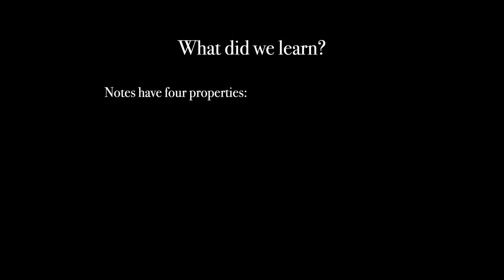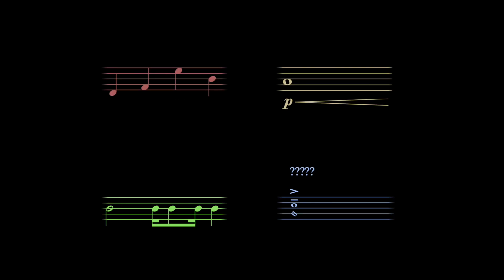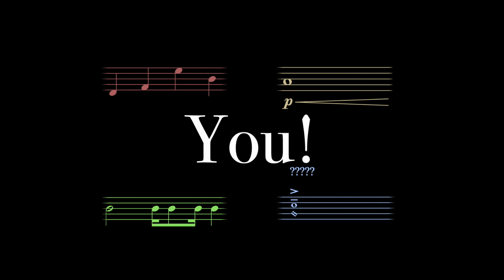Let's recap. Notes always have 4 main attributes: pitch, volume, duration, and timbre. These properties all affect the composition of a sound wave. Pitch affects speed, volume affects height, duration affects length, and timbre affects shape. All of these properties can be notated on a staff, and it's up to you to explore and enjoy.